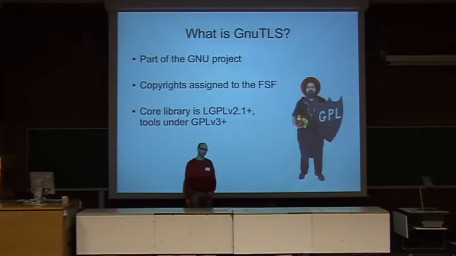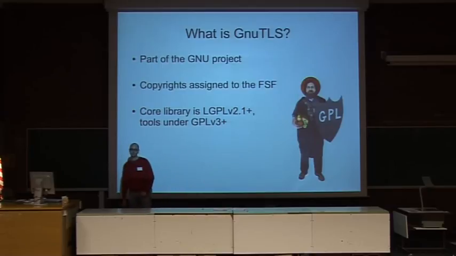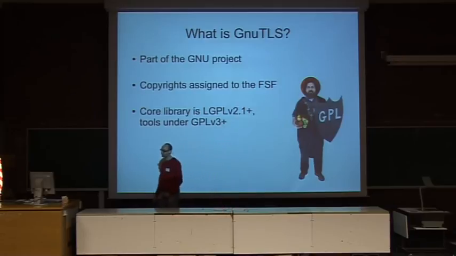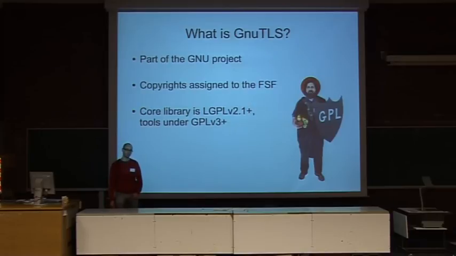Like the gnutls-cli, the command line interface. There is also an extra library in GNU-TLS called libgnutls-extra, which right now contains minor things like LZO compression. It used to contain more things, but we have removed things from it. It used to contain the OpenPGP authentication, but that has moved into the LGPL part. So the majority of the library is LGPL version 2.1.